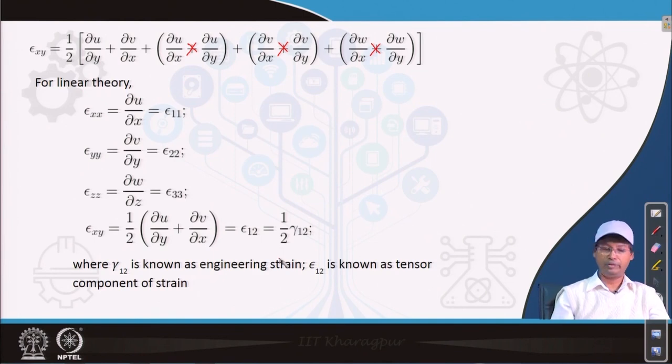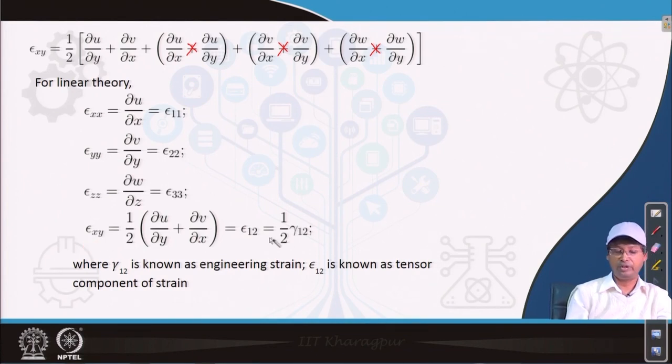So anyway, what we see is that with linear theory, it reduces to very easy expressions: epsilon xx is del u del x, epsilon yy is del v del y, epsilon zz is del w del z, and epsilon xy is equal to half of del u del y plus del v del x. Similarly, yz you can do, and zx also you can do, where the corresponding u, v and w variables will change.